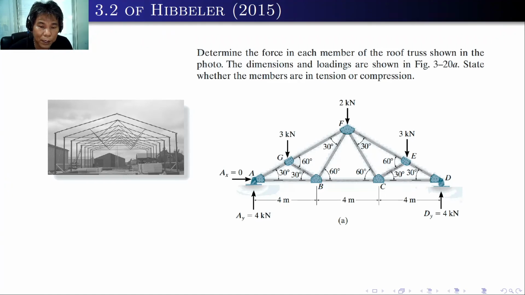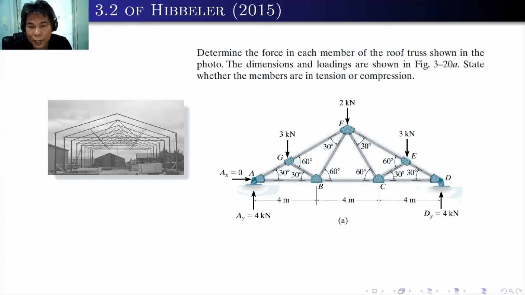Due to the symmetry of the loading and of the truss, we can just get half of the loading. So 3 plus 2 plus 3, that's 8, divided by 2, that's 4. So the reaction at A sub y is 4 kilonewton, and reaction at D sub y is 4 kilonewton. If you are not convinced, you can take moment at A to solve for Dy, and then take moment at D to solve for Ay, or sum up forces vertical, you will get the same results.